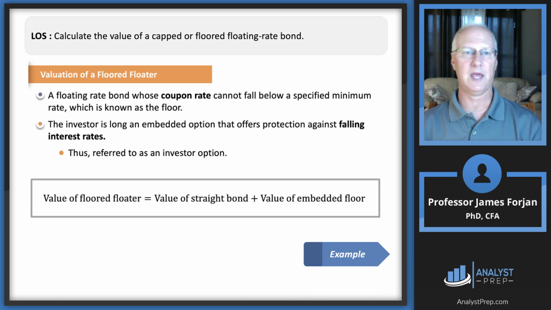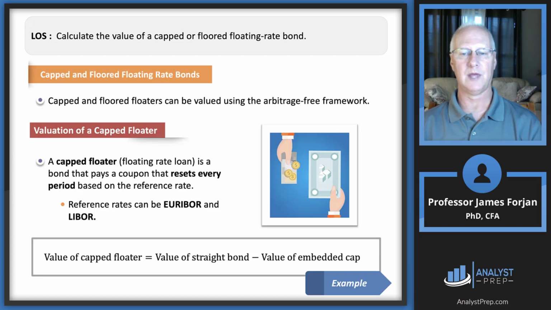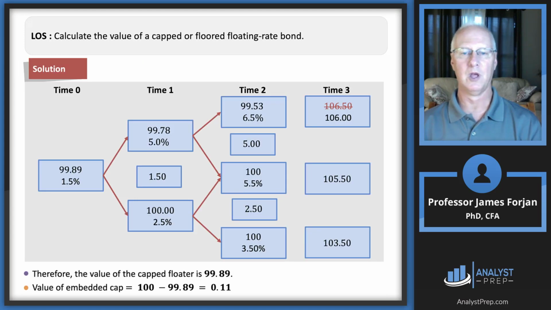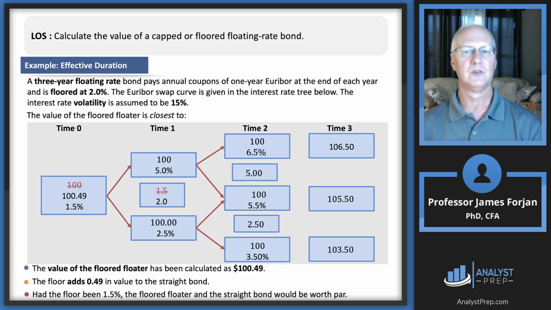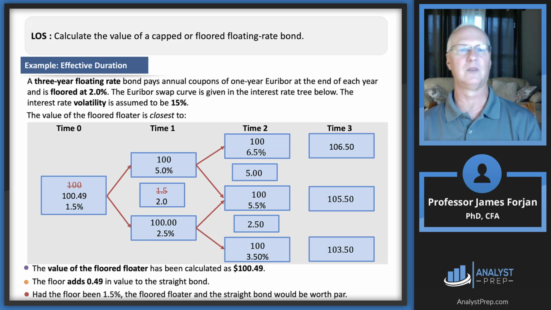We can do the same thing with a floor. Instead of subtracting the value of the embedded cap because the cap benefits the issuer, we're going to add the value of the embedded floor because the floor adds value. It benefits the bondholder. So let's go ahead and work through just a quick example. So 3-year floating rate has a floor of 2%.